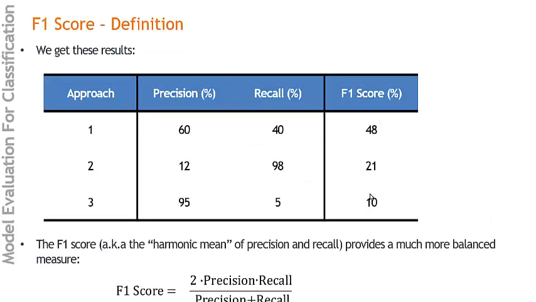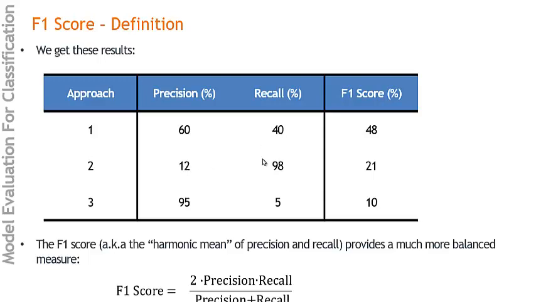Now you can verify this column based on these numbers. Actually, what I said earlier is incorrect. You can put the percentage values in here and get the correct F1 score. For instance, computing the F1 score for the first one, you have 2 times 60 times 40. That gives you 4,800. And then divided by 60 plus 40, that's 100. So you get 4,800 divided by 100 gives you 48.